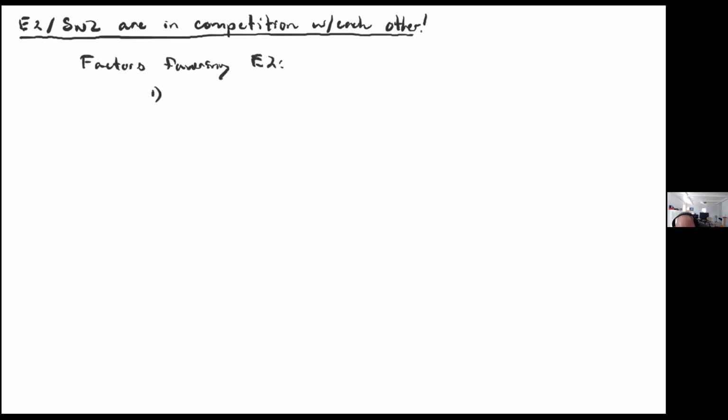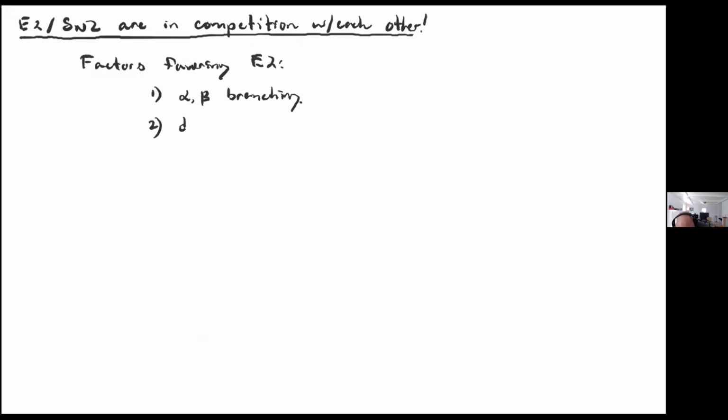The first one is the extent of branching on the substrate. So if you have alpha or beta branching, that will favor E2. The second one gets back to that word of caution I gave you about the basicity and nucleophilicity trends.